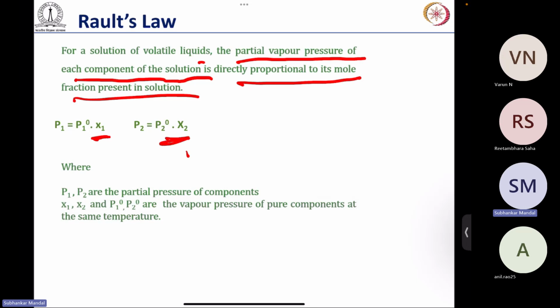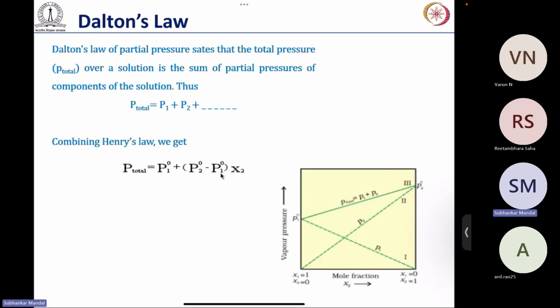Then what we have discussed is Dalton's law. So basically, the total pressure of any solution is the summation of the partial pressures of each component. So if you have two components, P1 and P2, then the total pressure will be P1 plus P2.